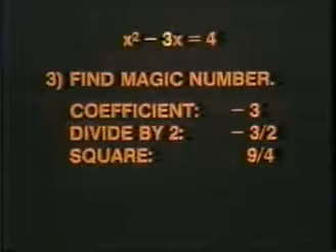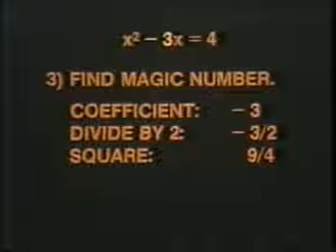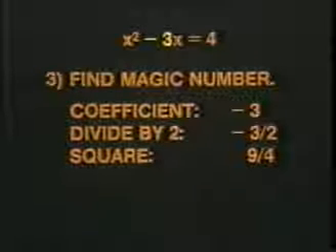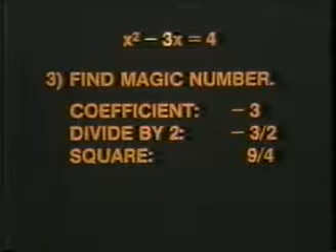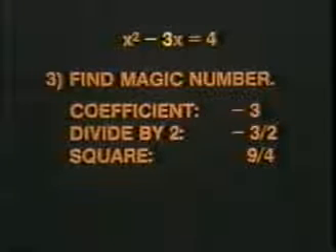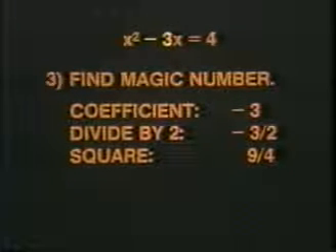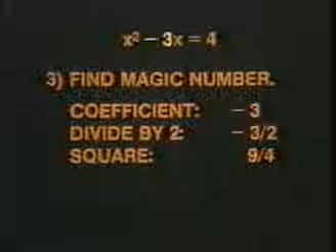What's next? The magic number. Coefficient, 3. Divide it by 2 to get negative 3 over 2. Notice now this middle stage in your calculation because we're going to see it again in just a minute. Then square the negative 3 over 2 to get the magic number. This time, surprise, it's a fraction, 9 over 4.